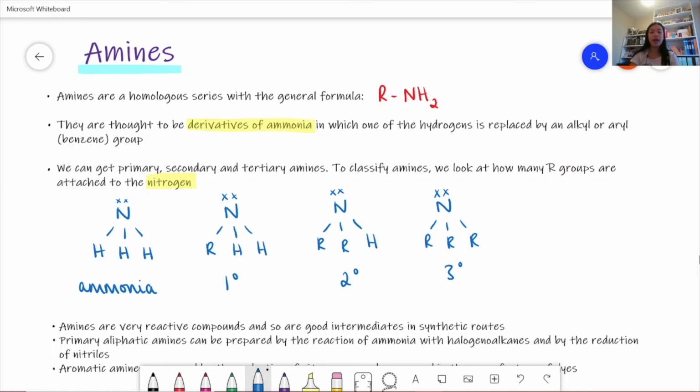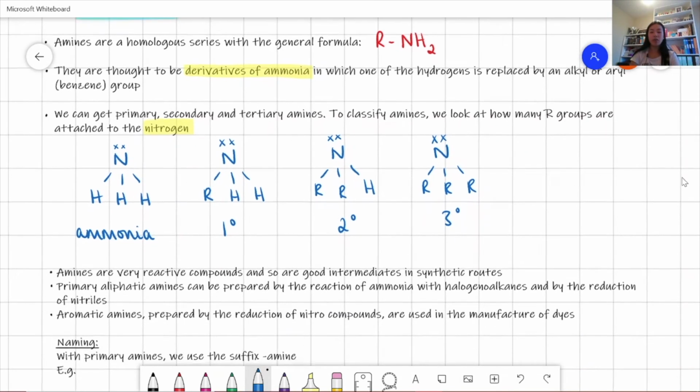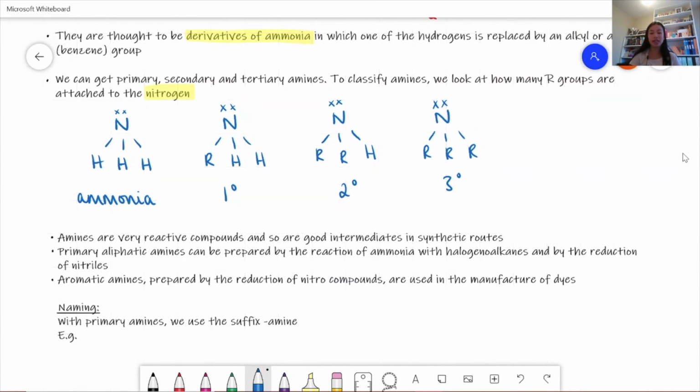Amines are very reactive compounds, and so they're really good intermediates in synthetic routes. What that means is that they're very good at acting as the intermediate, so we form it in the middle of a reaction in order to form different functional groups that we want to get.